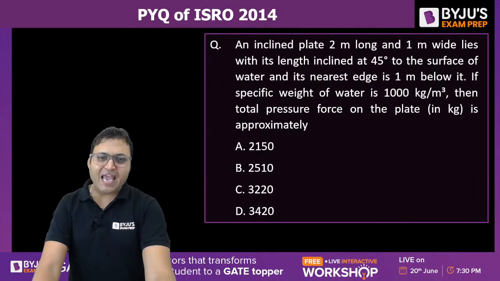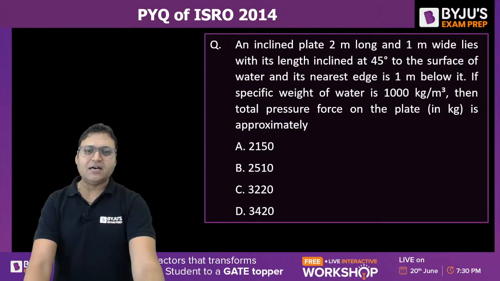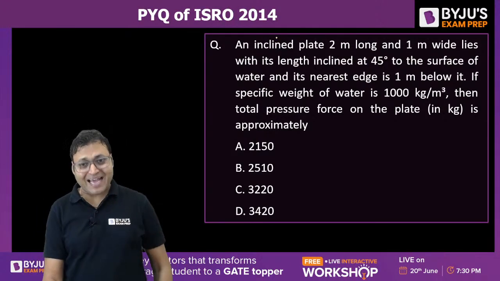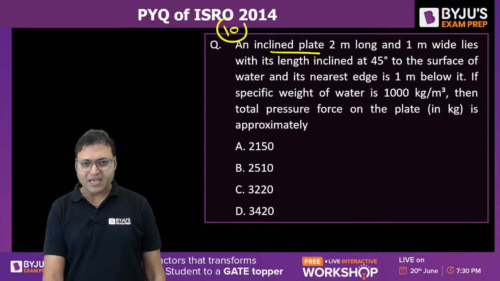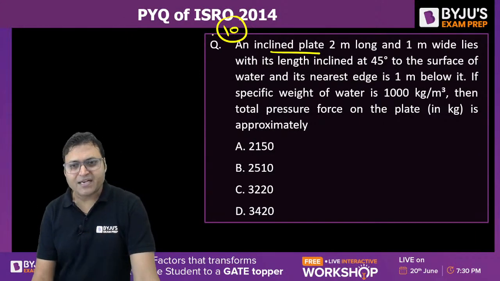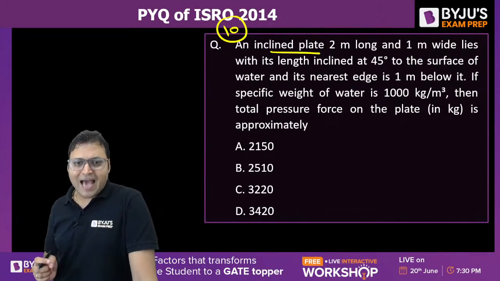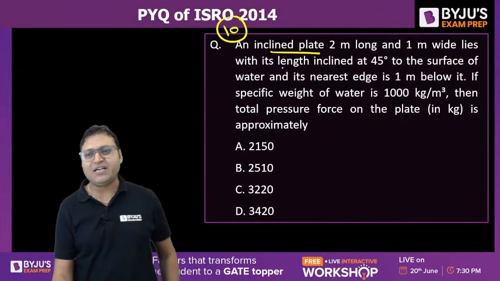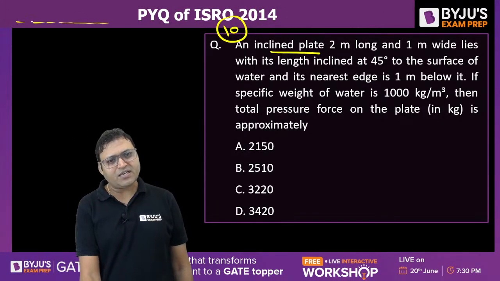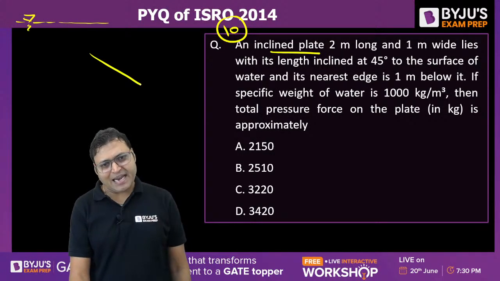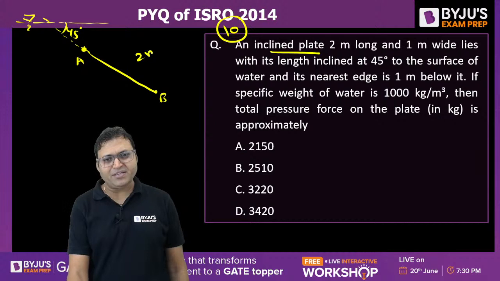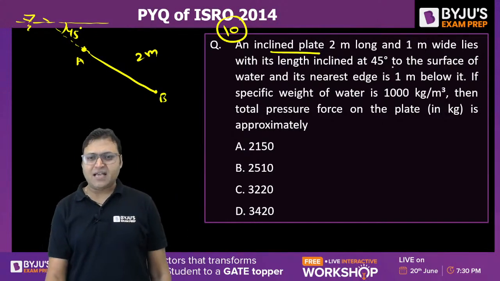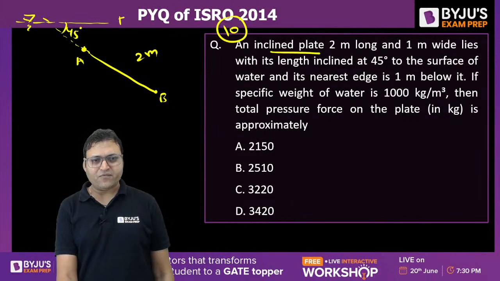The question is again from fluid mechanics, and it is from hydrostatic forces. This is question number 10. An inclined plate 2 meter long and 1 meter wide lies with its length inclined at 45 degree to the surface of water. This is the water surface, let us say, and it is inclined at 45 degree. This is AB, and the length of AB is 2 meter. This is the free surface.